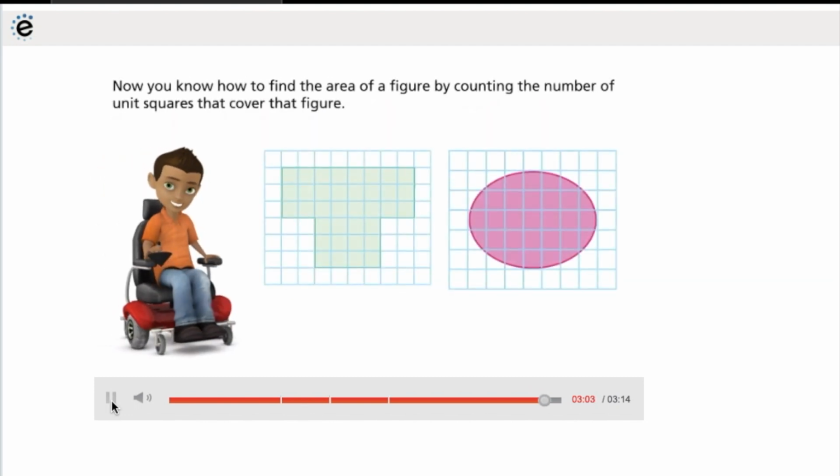Now you know how to find the area of a figure by counting the number of unit squares that cover that figure. Great job!